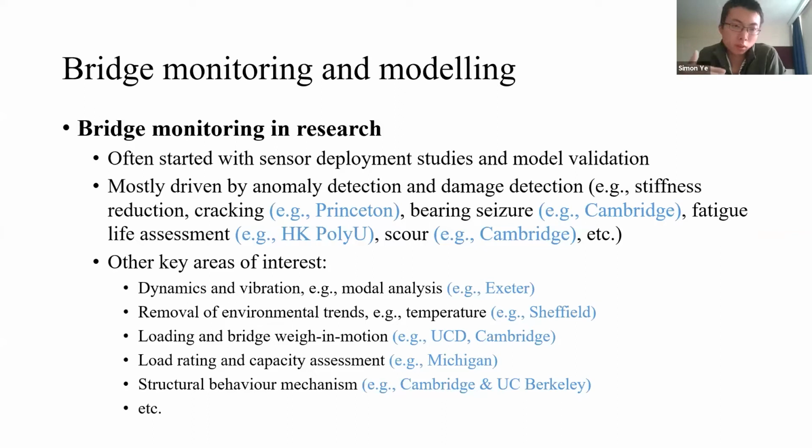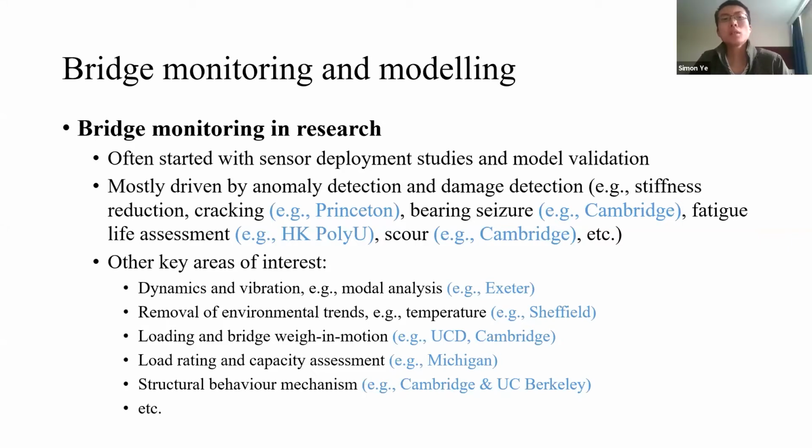Then researchers have looked at more specific damage scenarios, starting from cracking. If there's cracking in the beam, we would expect that if we measure the strain in the beam, there might be a localized increase in strain due to cracking, and also we would expect a shift in the centroidal level of that beam. But cracking is not the main concern of many bridge owners. So other people have looked at more concerning damage scenarios like bearing seizure, fatigue life assessment, and more recently scour.